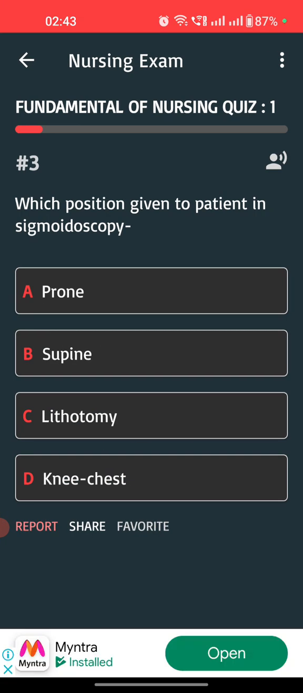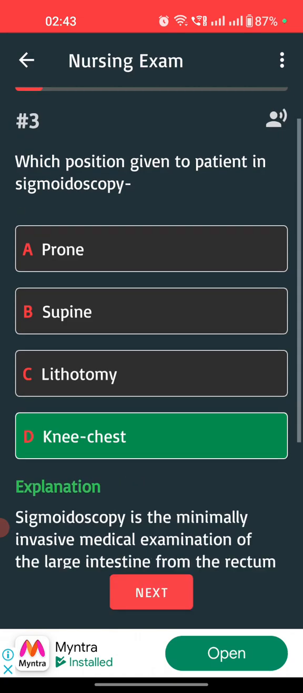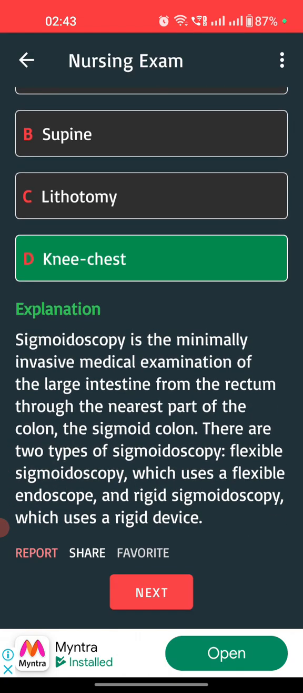Which position is given to a patient in sigmoidoscopy? A. Prone, B. Supine, C. Lithotomy, D. Knee chest. Correct answer. Sigmoidoscopy is the minimally invasive medical examination of the large intestine from the rectum through the nearest part of the colon, the sigmoid colon. There are two types of sigmoidoscopy: flexible sigmoidoscopy, which uses a flexible endoscope, and rigid sigmoidoscopy, which uses a rigid device.